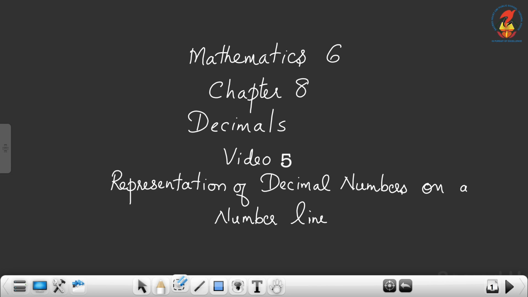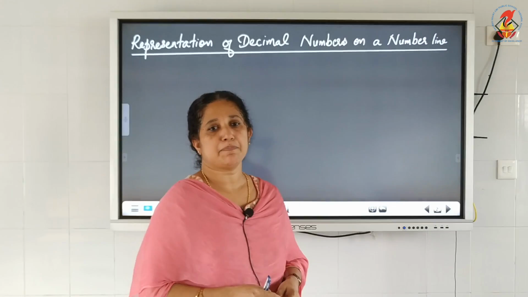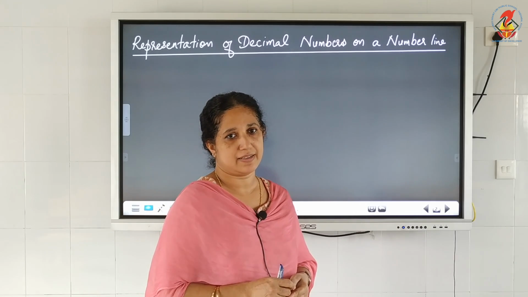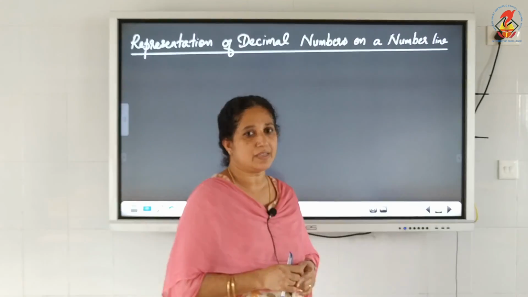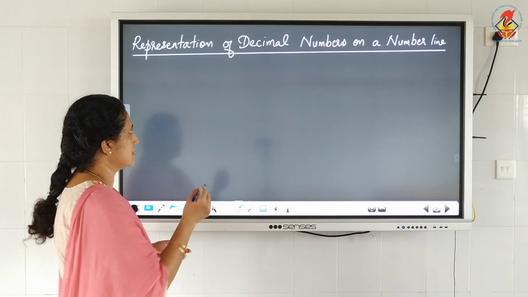Hello children, our next topic is representation of decimal numbers on the number line. We know that we can represent natural numbers, whole numbers and fractions on the number line. Similarly, we can represent the decimal numbers also on the number line. Now we can consider some examples.